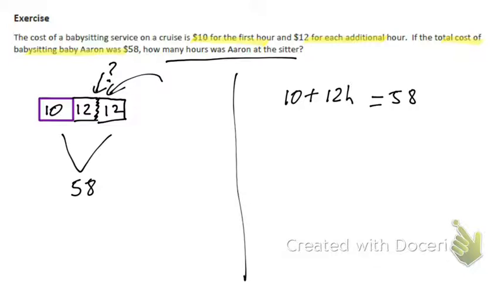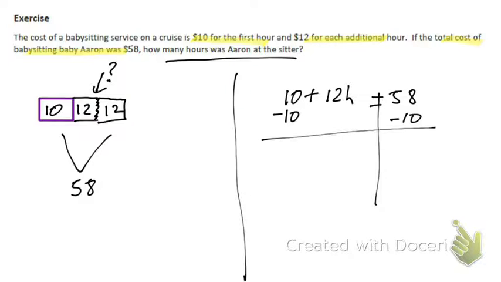In this case, the variable isn't inside the box. The variable is actually how many boxes there are. Each box represents an hour, and we try to figure out how many hours. We can solve this by getting h by itself. Subtract 10 from both sides. They cancel out, and I get 12h equals 58. To get rid of that 12, we divide both sides by 12.